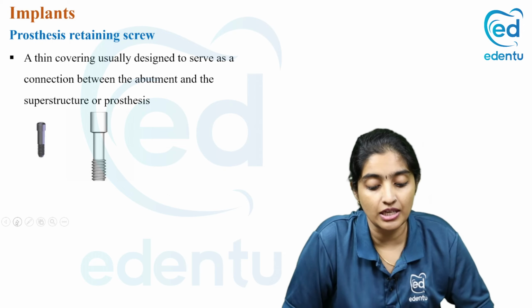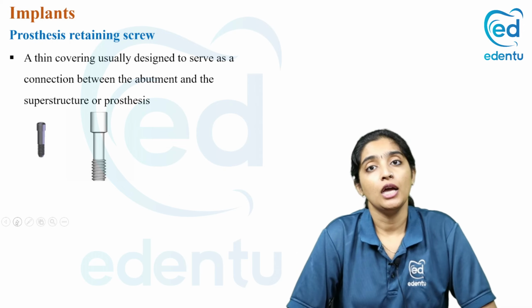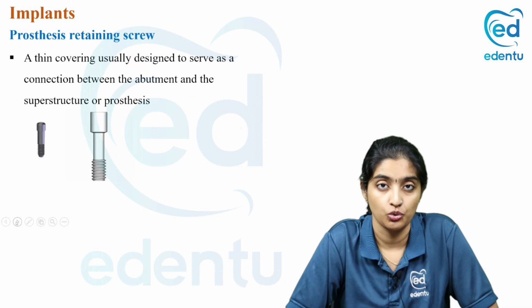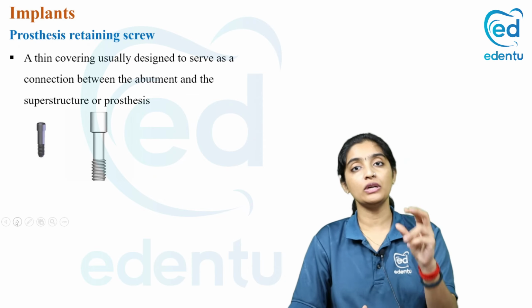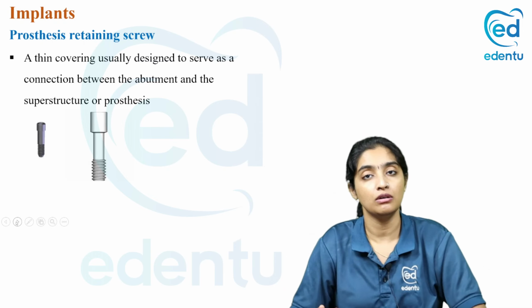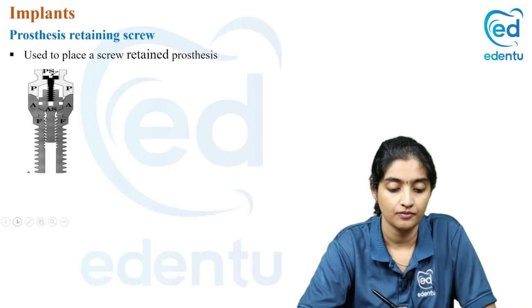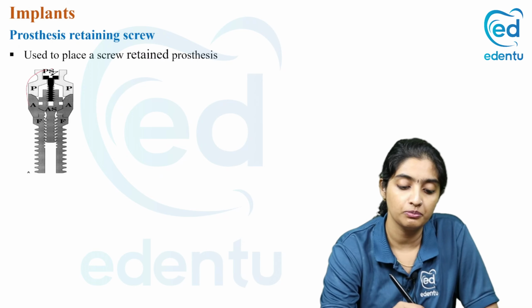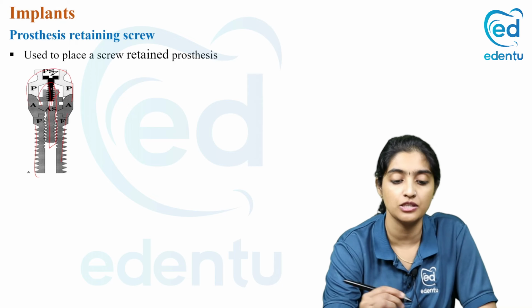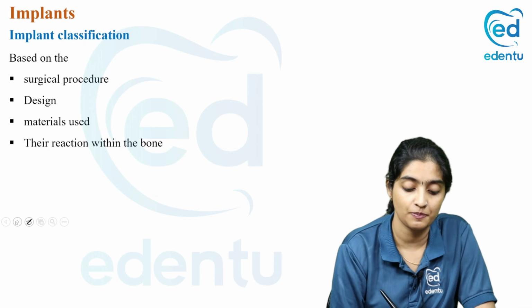Prosthesis retaining screw. You have various types of screws, right? So this is the prosthesis screw. What is it? It will be a longer screw. It will go through your crown and fix it into the implant. So this is how it will go. This is the crown and this is the implant, and this is how your prosthetic screw will go and fix into the prosthetic space.